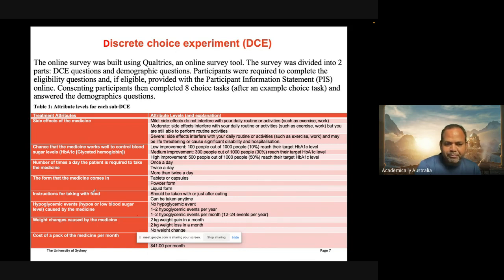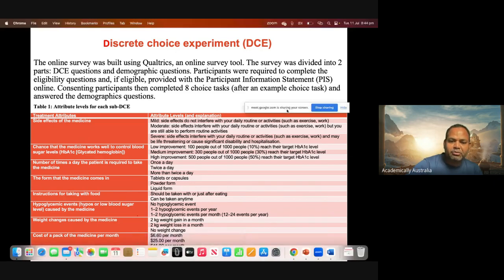And weight changes. As you know, a lot of diabetes medications increase body weight, so this is also an important factor. And of course, the cost is also one of the important factors, especially for many low and middle income countries. So we also gave them these factors.